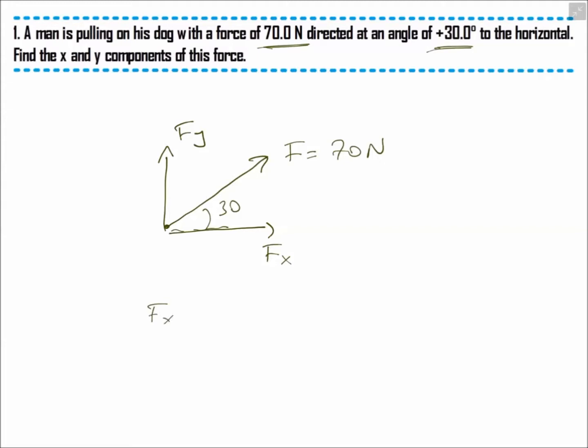Fx equals F times cosine theta, so 70 times cosine 30. 70 times cosine 30 is 60.6 Newton, and the Fy is 70 times sine 30.